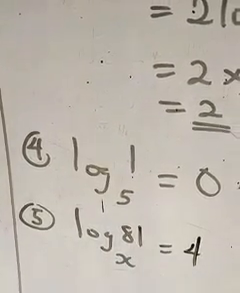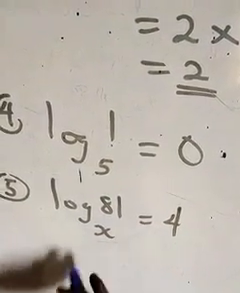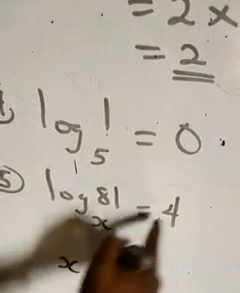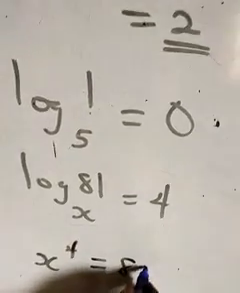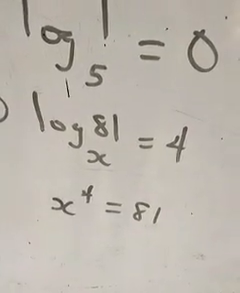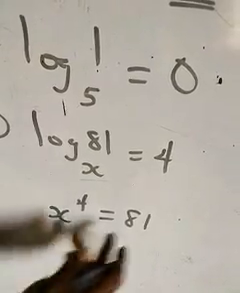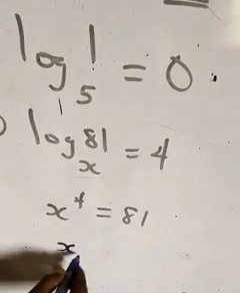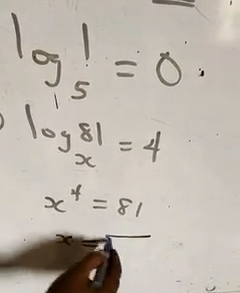Now, the fifth question says log 81 base x equals 4. Remember, I told you that once something is in log form, you turn it to index form. This now becomes x raised to the power of 4 equals 81. Now, we know that x is raised to the power of 4, that means I find the 4th root of this side. My x will now be the 4th root of what?